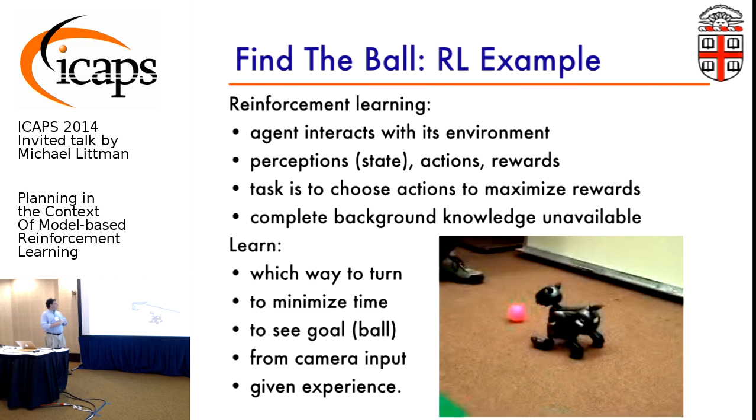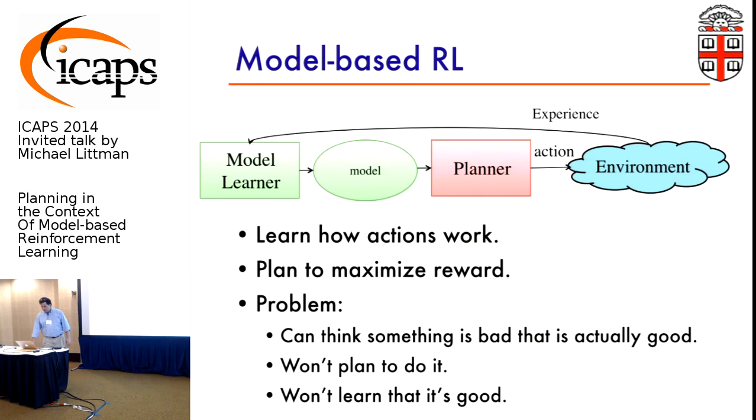All right, so the robot is trying to figure out which way to turn, that's its action, to try to minimize time, that's its objective, to see the goal, or the ball in this case, and it's using camera input as a representation of its state. So you probably know all this already, so I won't belabor it any further.